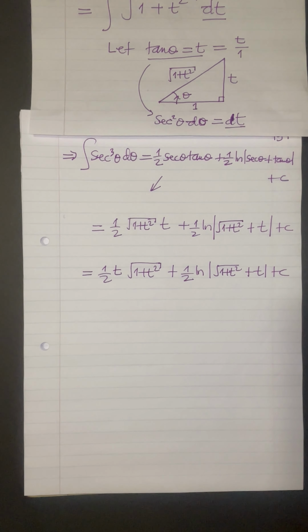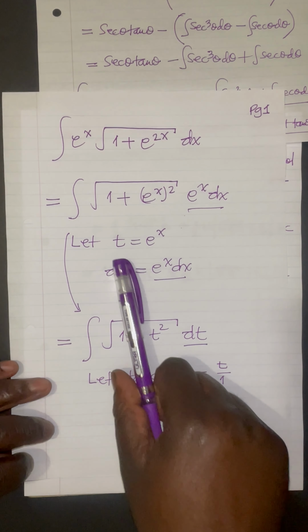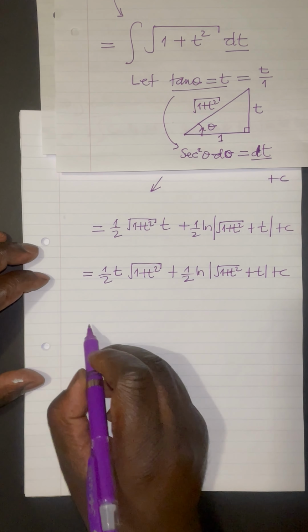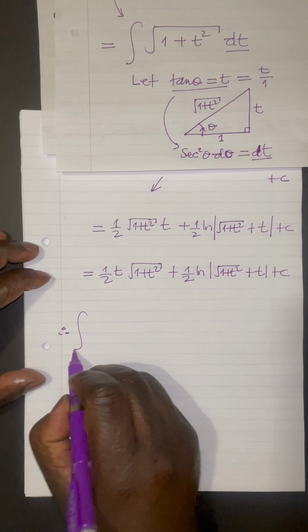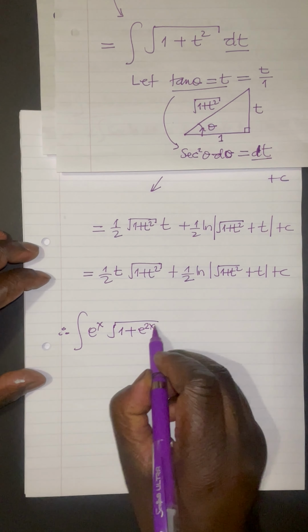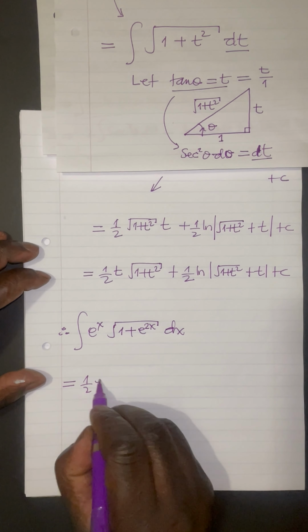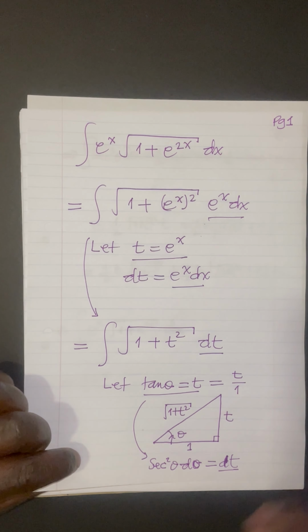But let's go back to our original variable x. What is the relationship between t and x? Here we go. t is equal to e to the power x. Now we see that this can never be negative. So now I'm changing this. So we can just conclude and say, therefore, the integral of e to the power x times square root of 1 plus e to the power 2x dx changes to, we are there now, half of e to the power x. Remember, t is e to the power x. So where there is t, I put e to the power x.